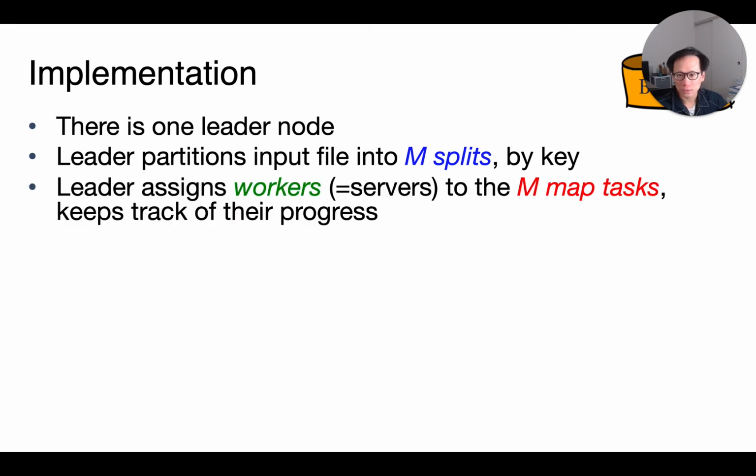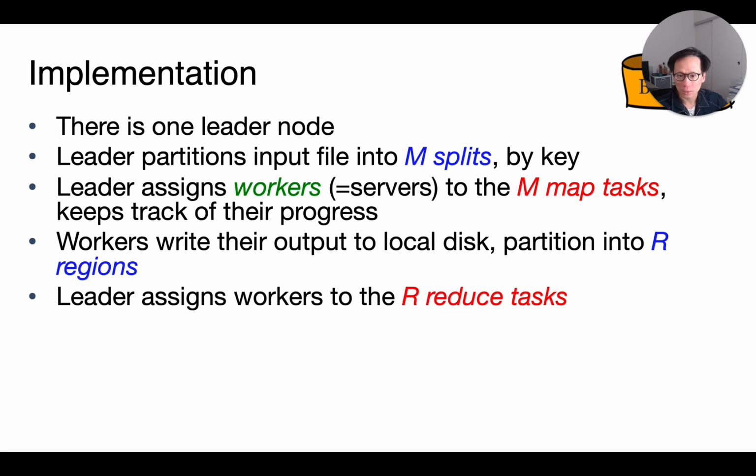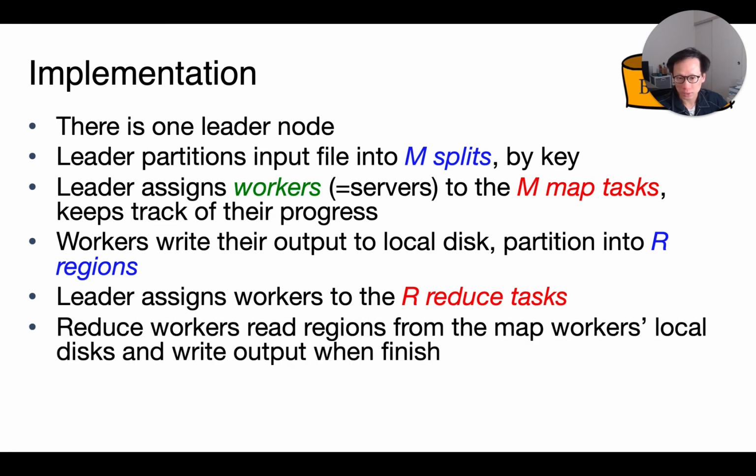The leader then starts the map phase by assigning workers to different map tasks. As we discussed, each worker thread can be assigned to a single core. Each mapper then writes its output to the local disk for fault tolerance, as we discussed before. These regions are then read by the reducer workers as the reduce phase starts. And the reducers write the final output to the disk when they are done.